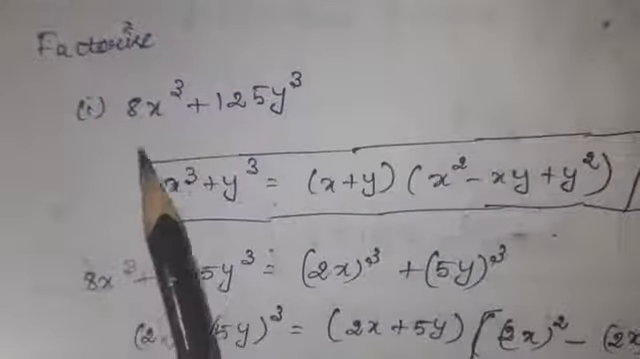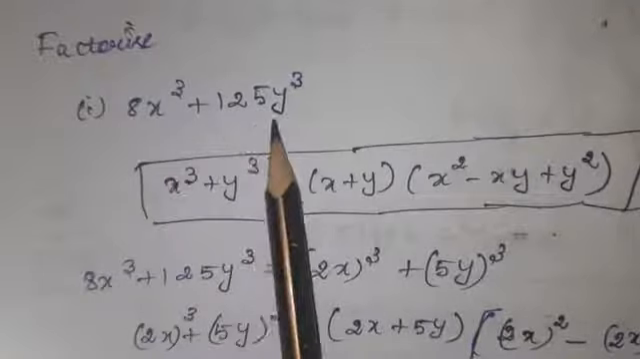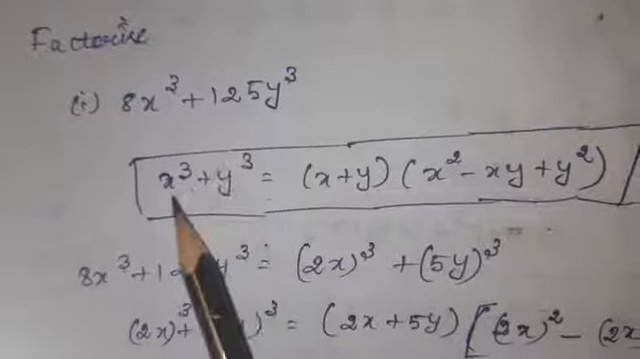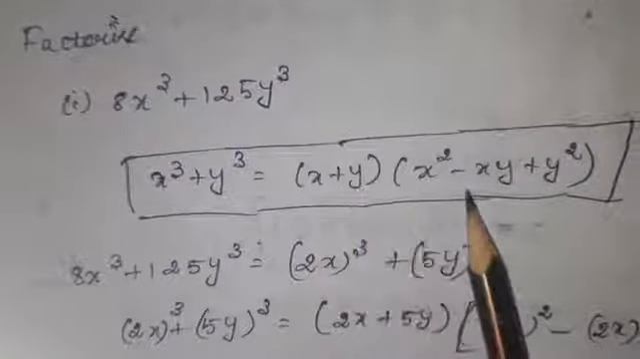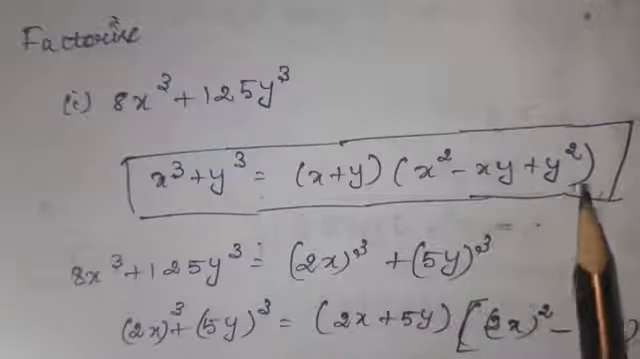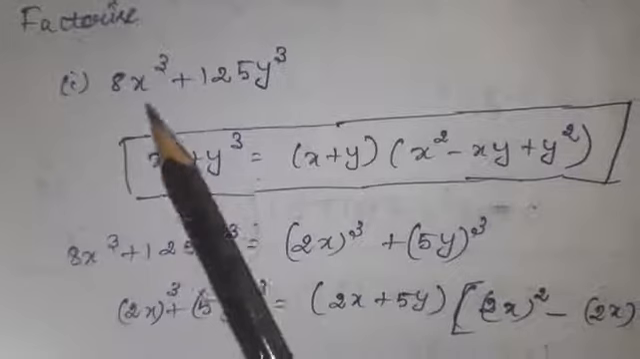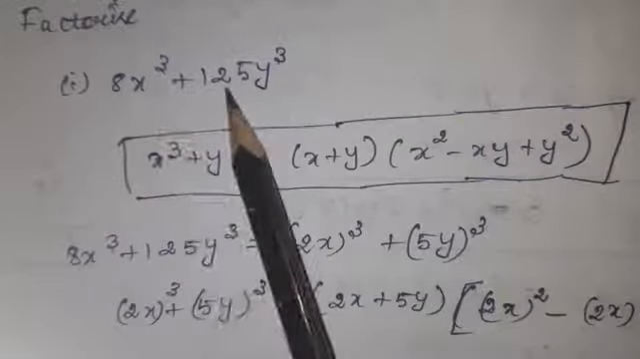Next question, factorize 8x cube plus 125y cube. The formula for this is x cube plus y cube is equal to x plus y into x square minus xy plus y square. Compare this formula and that question. 8 and 125 are cube numbers.